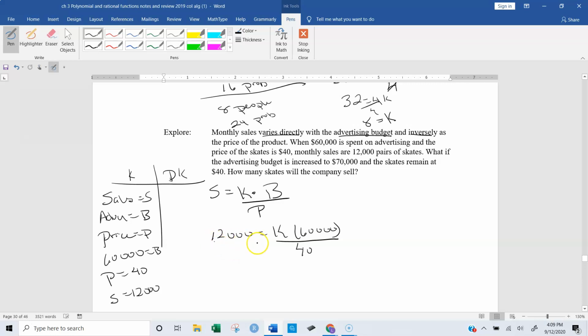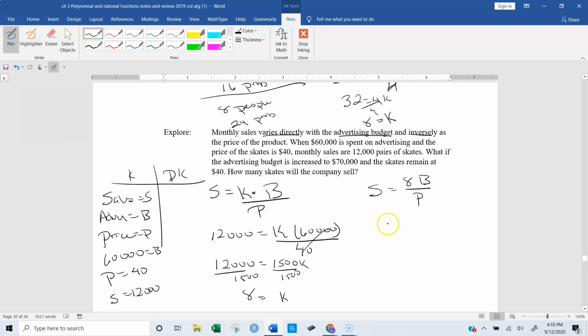So a couple of ways to do this. I divide again just because that's easy. So 12,000 equals 1,500K, divide by 1,500. So K is equal to 8. So my equation is sales equals my constant of variation, 8, times the budget over the price.